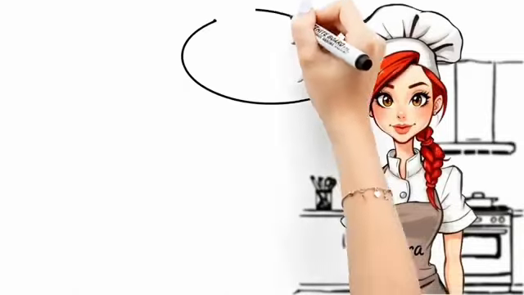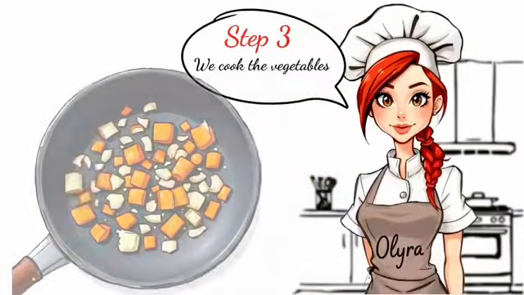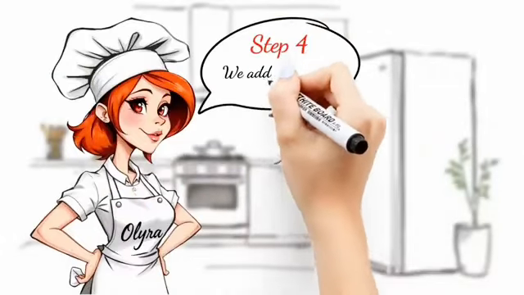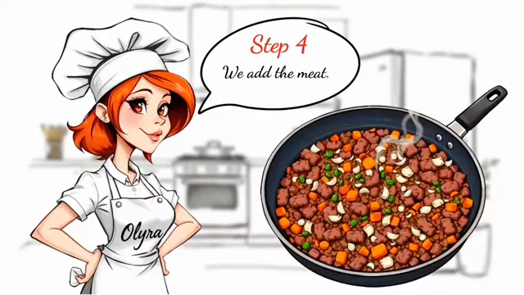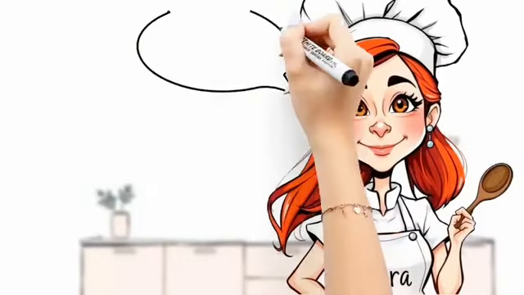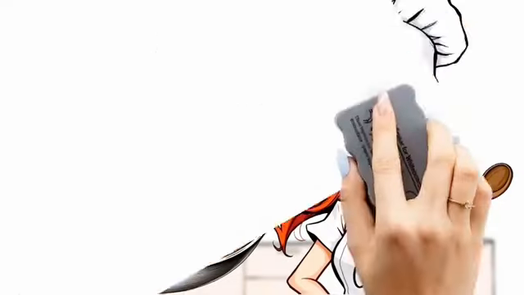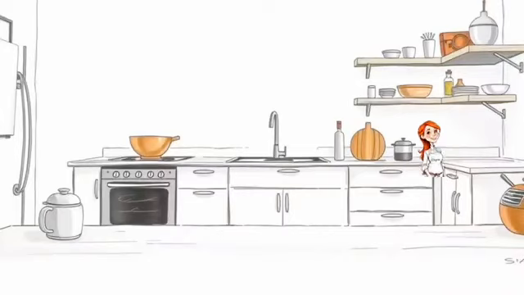Step 3. Sauté the onion, garlic, and carrot together to start building the flavor. Step 4. Add the ground meat over the vegetables and let everything cook gently together. Next, we pour in the tomato sauce, letting it blend with the meat and vegetables. Our recipe is almost complete.